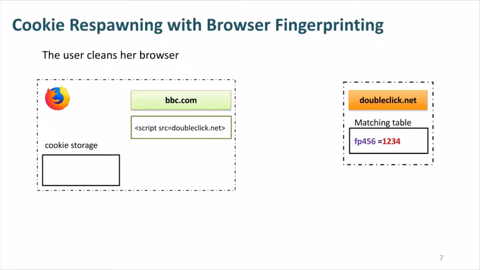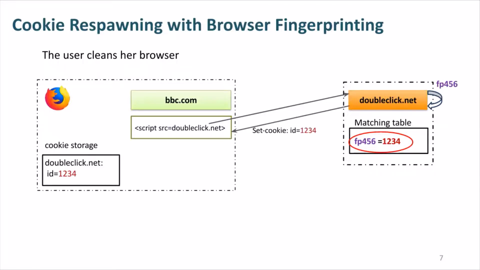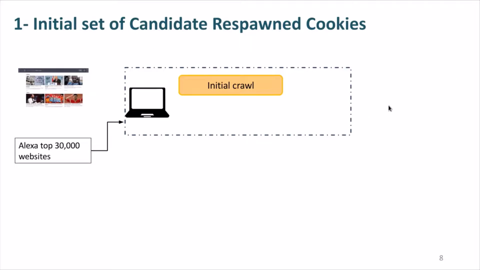Now let's say that the user cleans her browser, including cookie storages, and revisits the bbc.com website that still includes the script from DoubleClick. A request once again is sent to DoubleClick that regenerates the same fingerprint, FP456, checks the matching table, extracts the corresponding identifier, 1234, and sets back a cookie with the same ID 1234 on the user's browser storage.